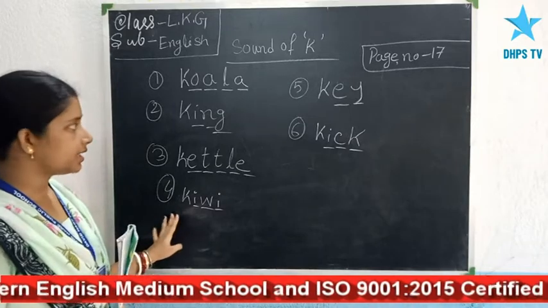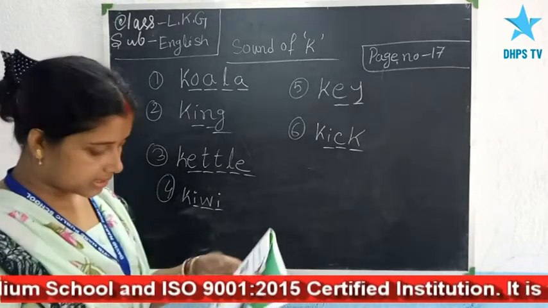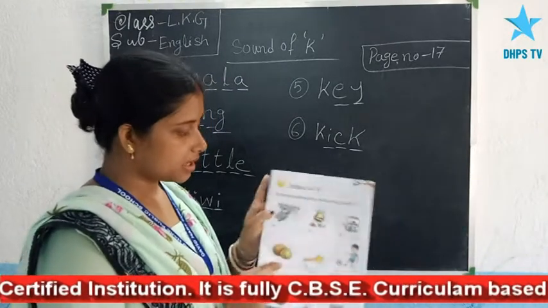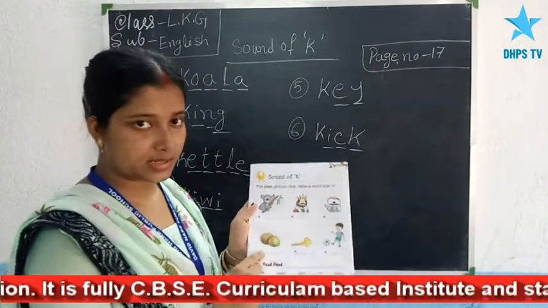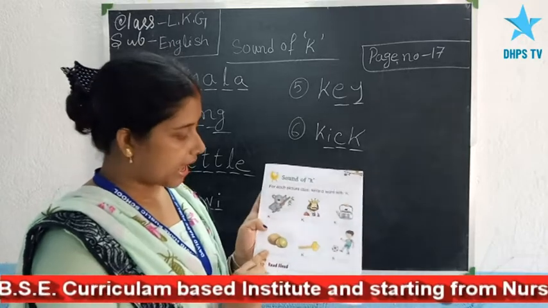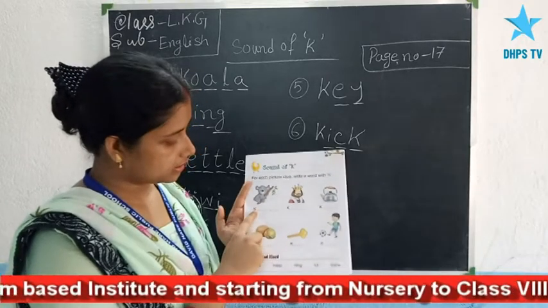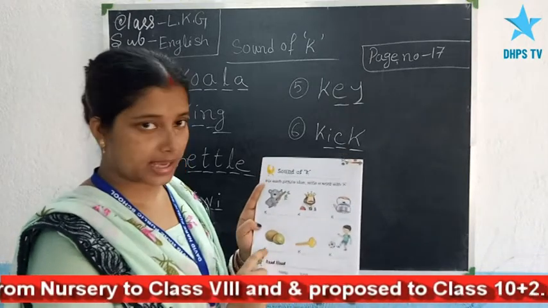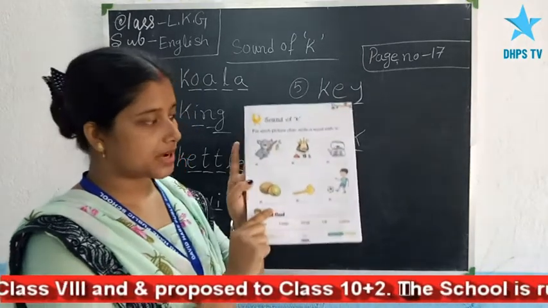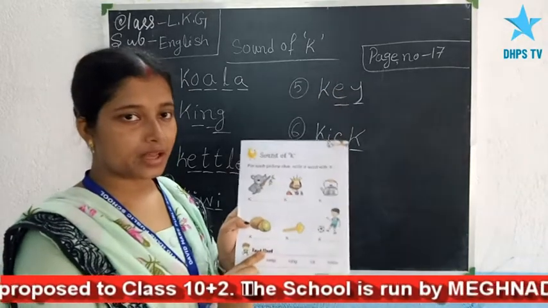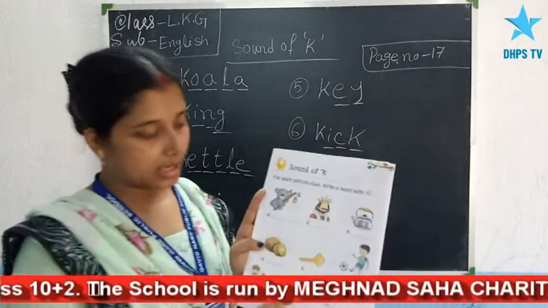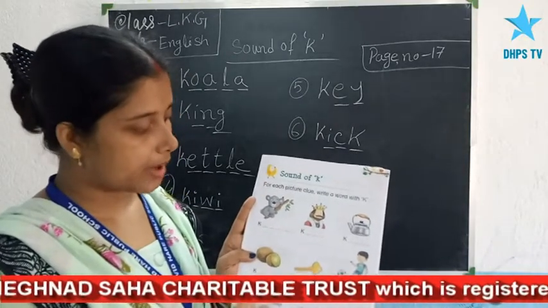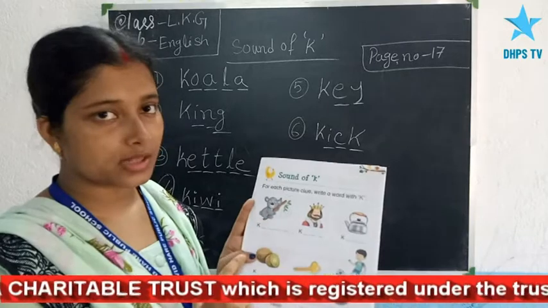I have already written the 6 words. And now see in your book page number 17. Here some pictures have been given, and in this section you can see that the first letter K has been written, but the letters after it are blank, and you have to fill the blanks with the correct letter.